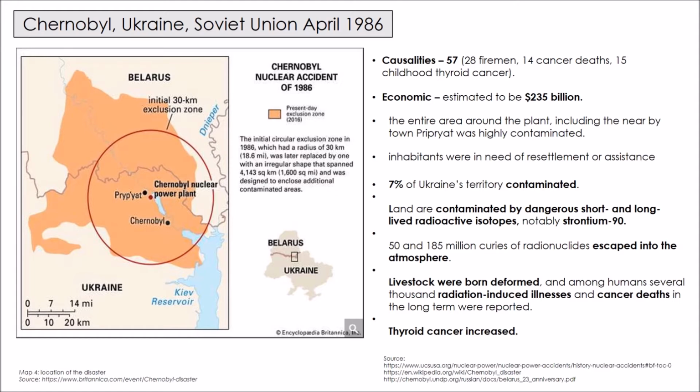The entire area around the nuclear power plant, including the nearby town, was highly contaminated by dangerous short and long lived radioactive isotopes, notably strontium 90. Nearly 200 million curies of radionuclides escaped into the atmosphere. About 7% of Ukraine's territory got contaminated.